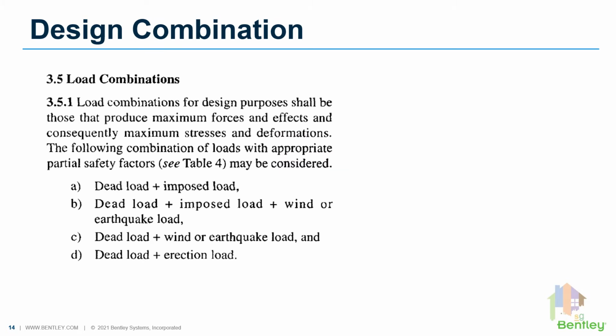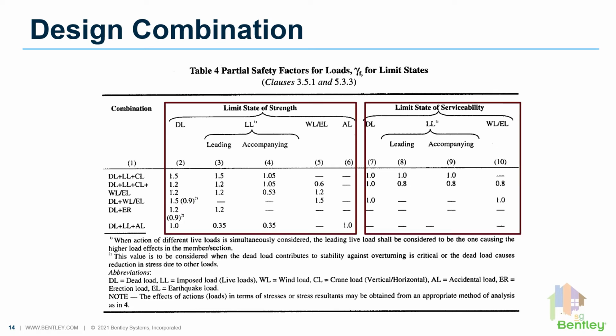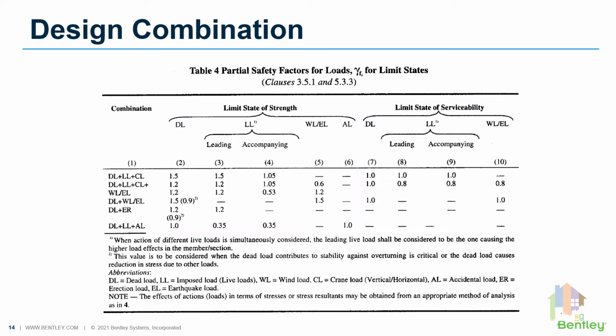But these loads can't act individually on any structure, and hence it is suggested under clause 3.5 that all these loads should be combined together to produce the maximum effect on the structure. Load combination factors for strength and serviceability conditions are specified in Table 4. Dead, live and lateral load factors are specified here along with the combination factors for crane load, erection load and accidental load. Factored load combination cases created from this table should be used for design. Also, strength and serviceability combinations must be created and defined separately for design purposes.